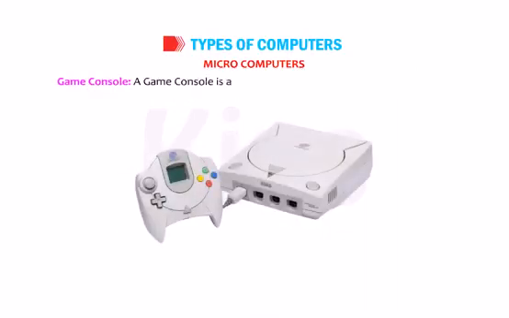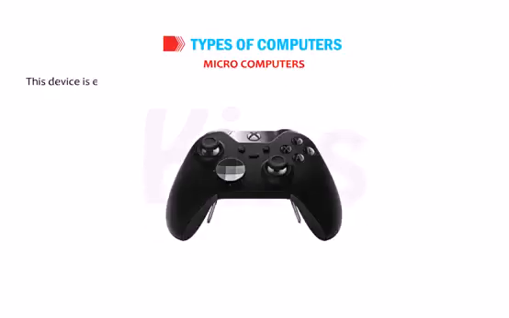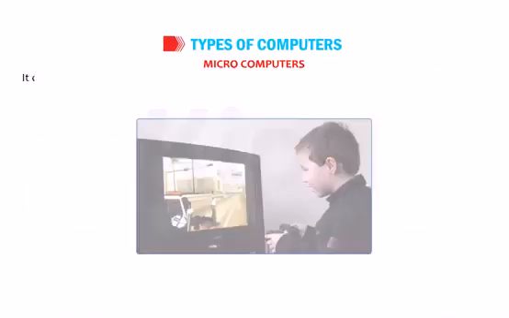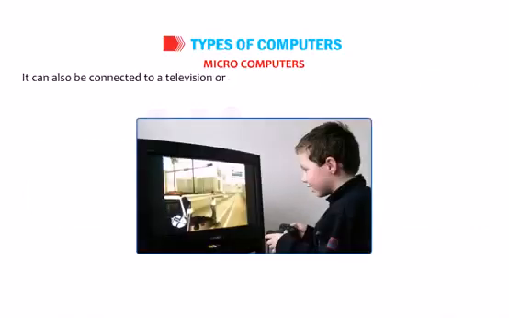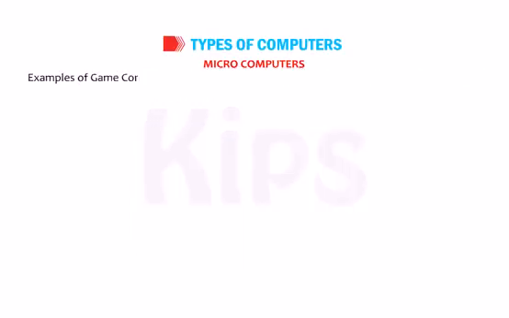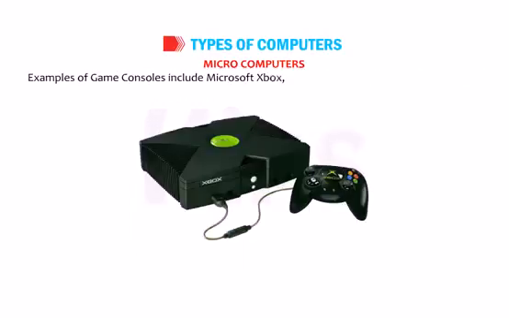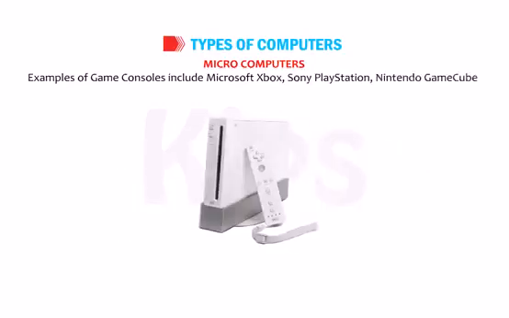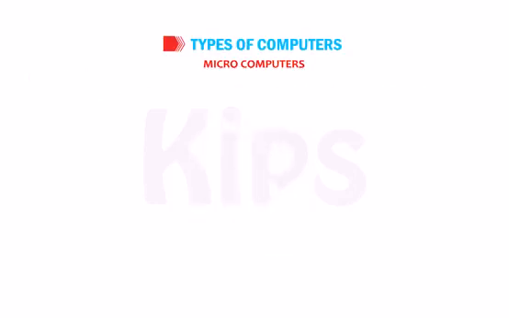Game console. A game console is a device used to play interactive video games. This device is equipped with a display screen, game controls, joystick, buttons, and speakers. It can also be connected to a television or a computer, and in that case, the user interacts with the game through a handheld controller. Examples of game consoles include Microsoft Xbox, Sony PlayStation, Nintendo GameCube, and Nintendo Wii.